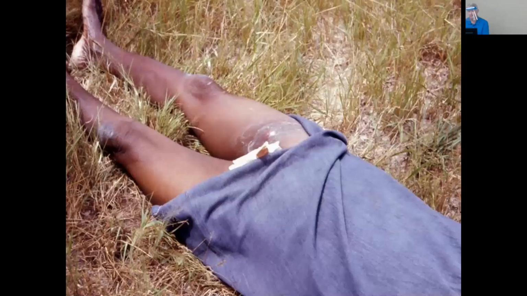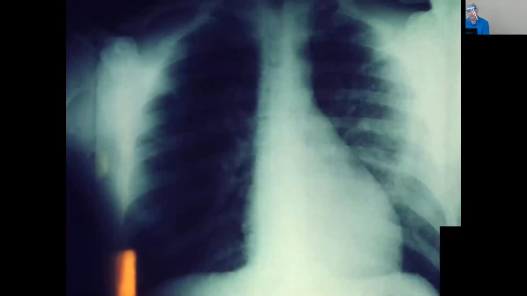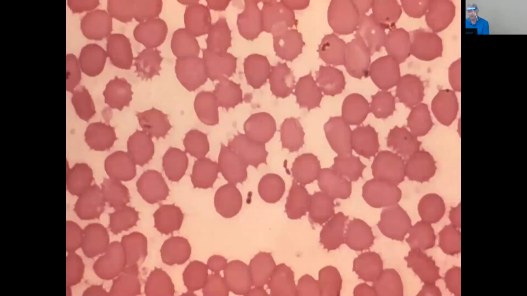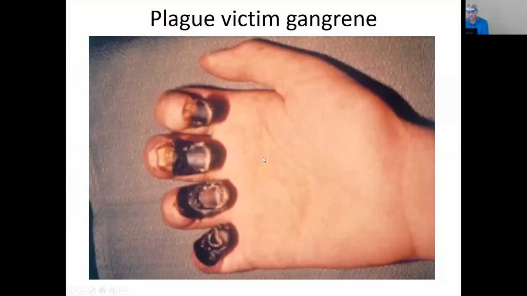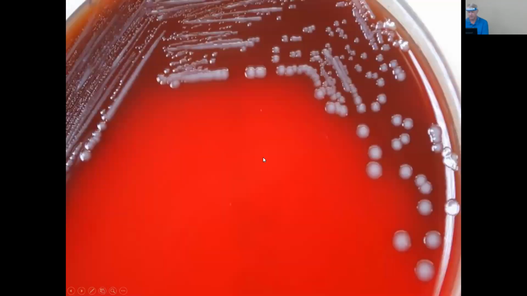That's the bubonic. It's hard to tell. See a swollen leg. This is the pneumonic. That looks like a gram-negative rod in here. It's like red cells, plague victim. Yersinia pestis on blood chocolate.